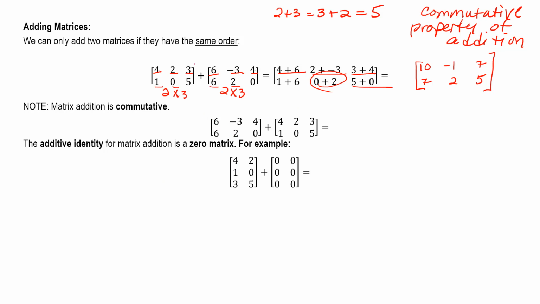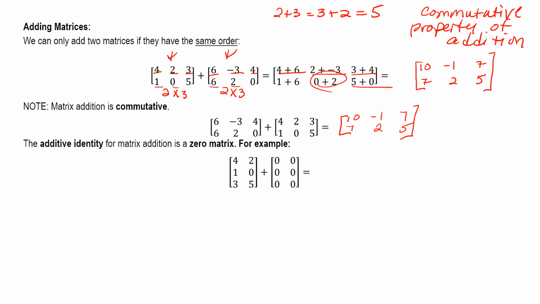So it doesn't matter if you put this matrix first or this matrix first, you're going to get the same thing. So if I put this second one first, in this case, I've still got 6 plus 4, which is 10, -3 plus 2, which is -1, 4 plus 3 is 7, 6 plus 1 is 7, 2 plus 0 is 2, and 0 plus 5 is 5. You get the same thing.